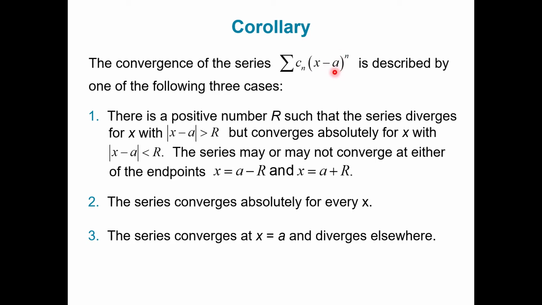Okay, so a could be 0 or maybe it's not 0. This is just generalizing our power series. So the convergence of a power series centered at a can be described by one of the three outcomes here. The first possibility is that there's some positive number, we're calling it R, such that the series diverges when the absolute value of x minus a is bigger than R. Remember what that means. This also represents that x minus a is less than negative R.